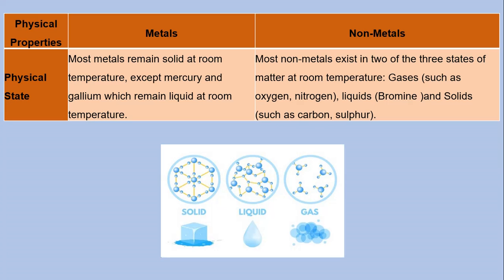The next physical property is physical state. That means the three states: solid, liquid and gas. Most metals remain solid at room temperature. The exceptions are mercury and gallium, which remain liquid at room temperature. Most nonmetals exist in the three states of matter at room temperature: gases, such as oxygen and nitrogen, liquid, bromine, and solids such as carbon and sulfur. So nonmetals generally exist in all three states.